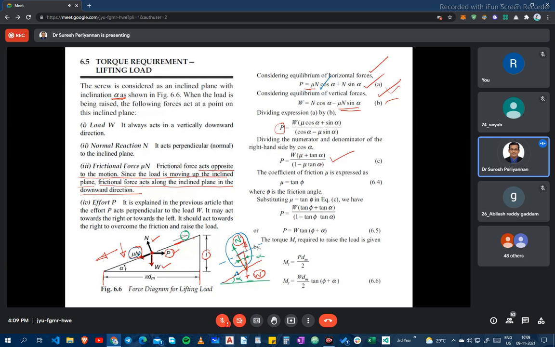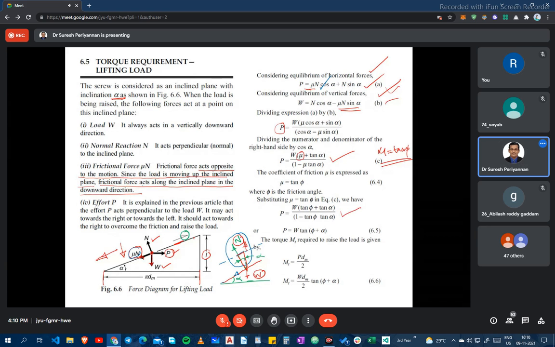Now, what is mu? Mu is nothing but tan phi, where phi is the friction angle. So mu is equal to tan phi. Substitute here.